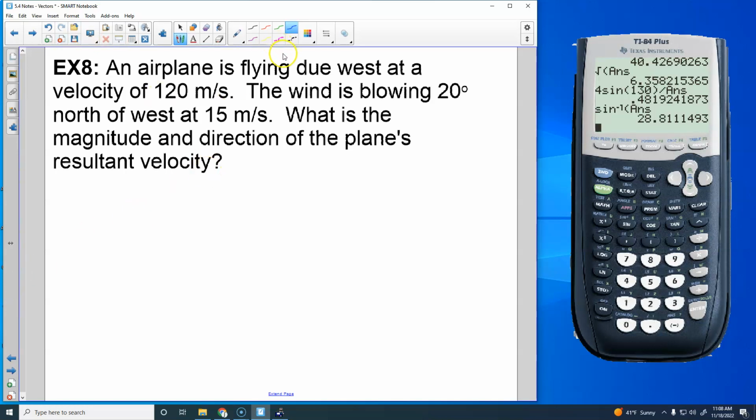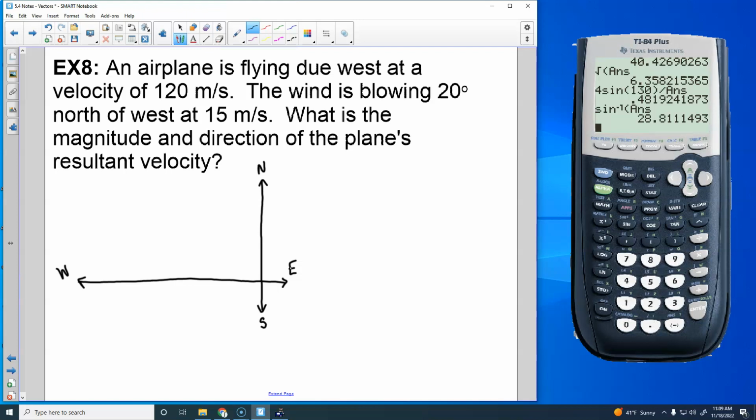So an airplane is flying due west at a velocity of 120 meters per second. Wind is blowing 20 degrees north of west at 15 meters per second. What is the magnitude and direction of the plane's resultant velocity? So our plane is flying west, but our wind is north of west. So whenever we draw this, we're going to draw a compass, and north and west are the main 2 directions we need to give ourselves some room for. So north, south, west, and east.